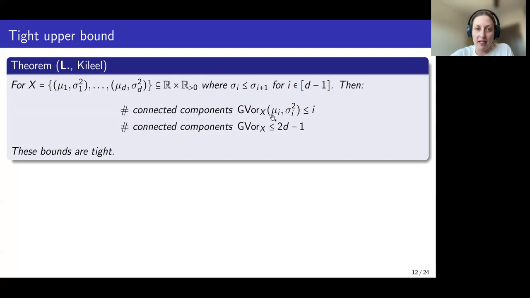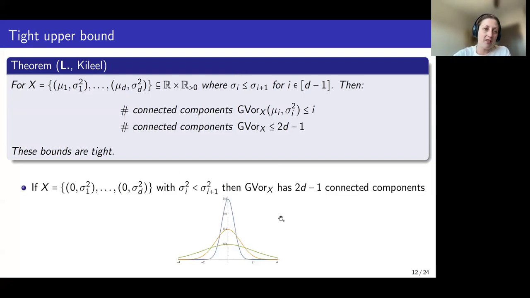As I mentioned, these bounds are tight, and let me give you a little toy example so you can see where the number of connected components of the diagram being 2d minus 1 is tight. If you consider the example where all of these Gaussians have zero mean and the variances are strictly increasing, if you plot out these densities, you get this nesting behavior. And so this is one instance that attains this 2d minus 1 maximum number of connected components.